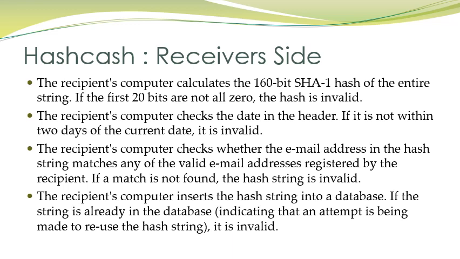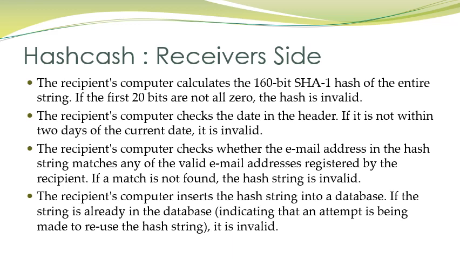Then what will happen at the receiver side? The receiver has to check whether the first 20 bits of the hash value are 0 or not. When the receiver receives the email, the receiver will first check the header of the email. The recipient computer calculates the 160-bit SHA-1 hash of the entire string, and if the first 20 bits of the hash stamp are not 0, that means the hash is invalid.